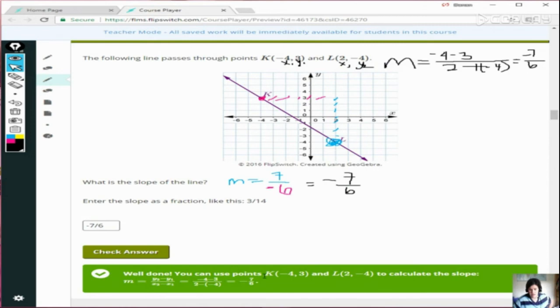Okay, yay, well done. So if you just have the points, you can find the distance vertically and find the distance horizontally, and that will calculate your slope. If you have a graph, you can just count the distance vertically and count the distance horizontally.